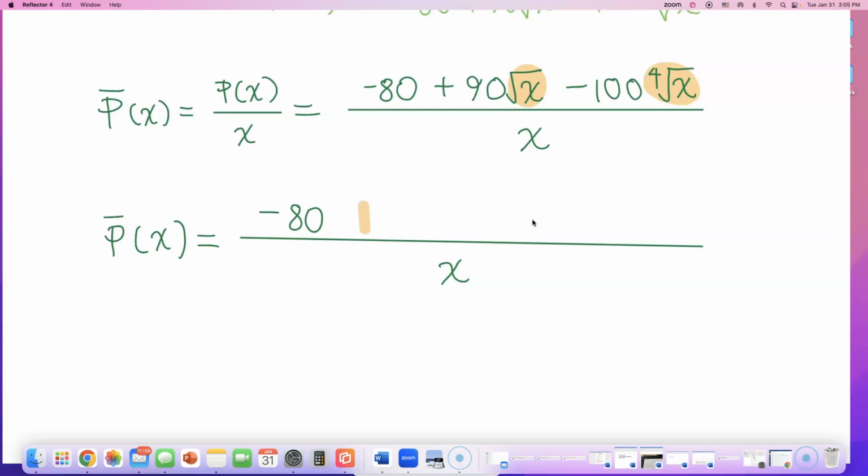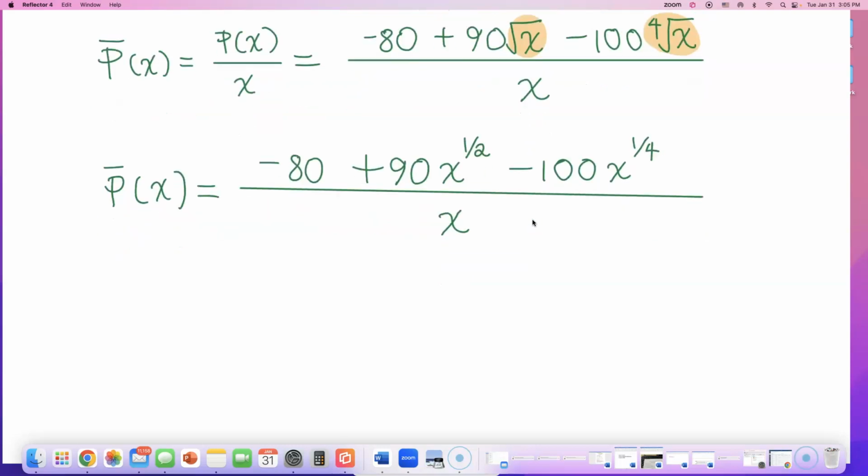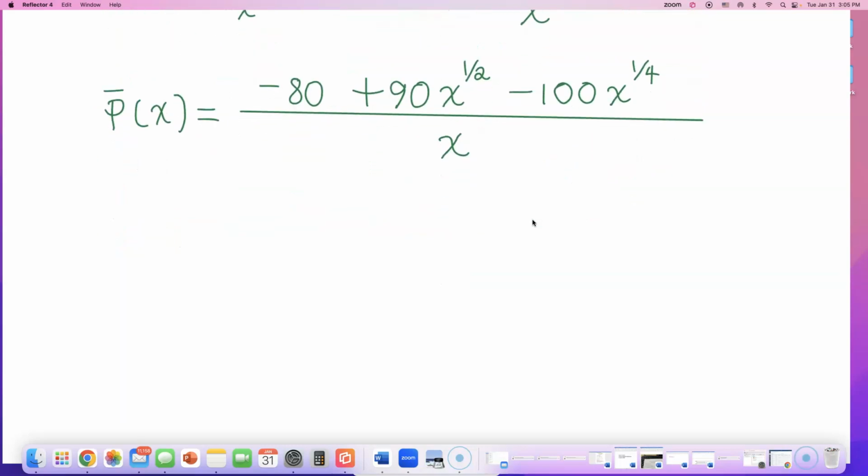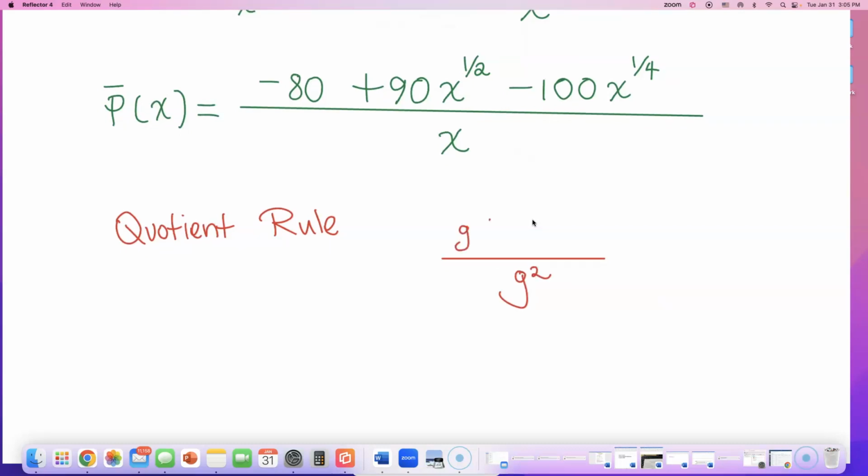So write down plus 90, but instead of square root of x, write down x to the 1/2 power, minus 100. Instead of fourth root of x, write down x to the 1/4 power. Okay, now I got my numerator all written with exponential form. I am ready to do the quotient rule. Let's do the quotient rule. Okay, it says g squared in the bottom. On top of the fraction, we'll do g f prime minus f g prime.